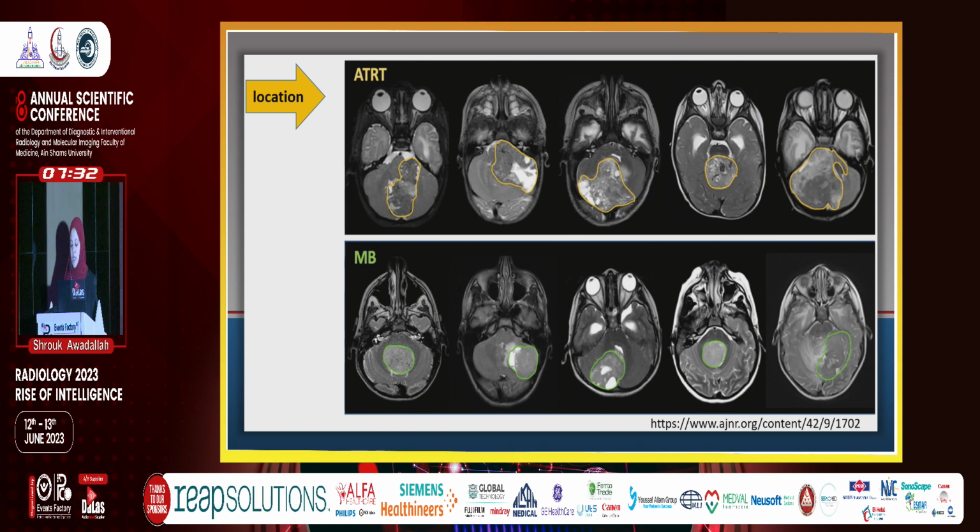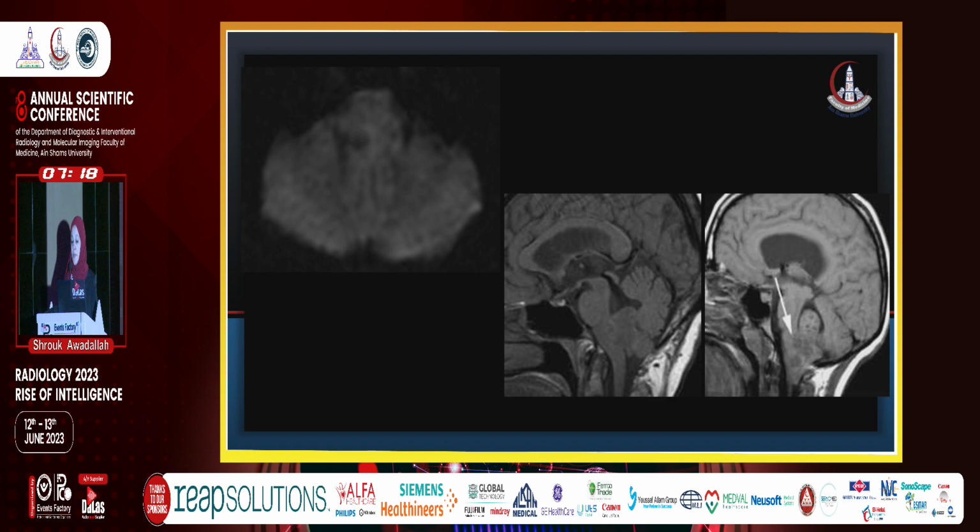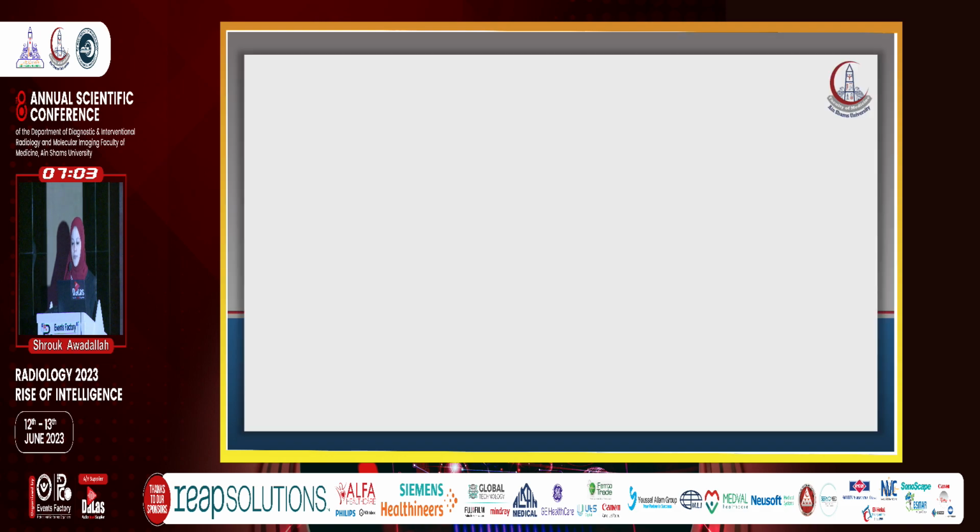As we can see in this case, the ATRT tends to occur off midline, yet most common medulloblastomas occur in the midline, the fourth ventricle. The third choice was ependymoma. As Dr. Shaima said, it is a tumor occurring in the posterior fossa with a tendency to spread through foramina of Luschka and Magendie, yet it has no diffusion restriction.